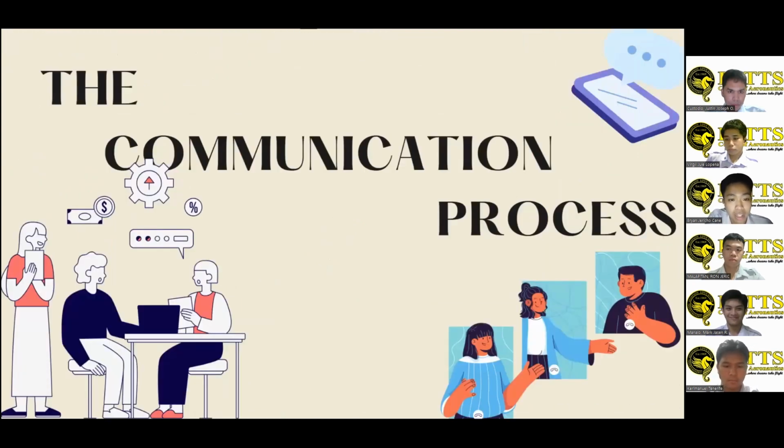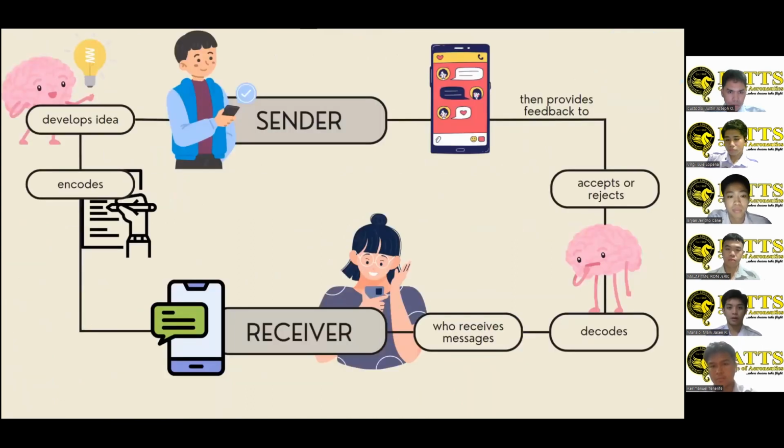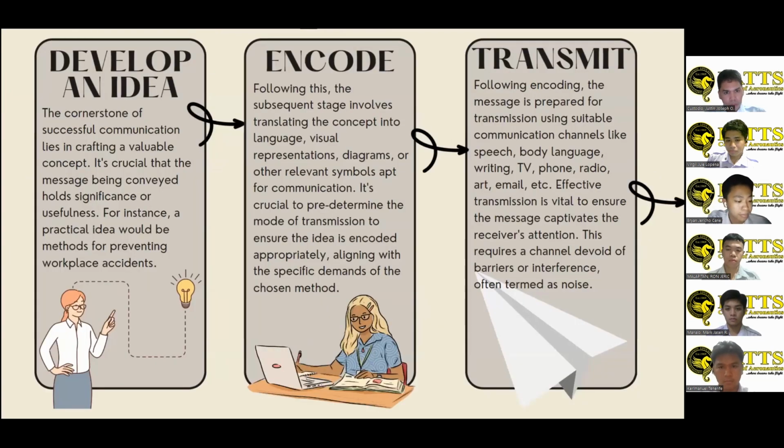In this slide, it is about the communication process. The communication process has 8 steps. Next slide. According to these steps, it involves the sender, receiver, decoding, encoding, and developing an idea. Next slide, please. Knowing the 8 steps of the communication process, it follows these things.